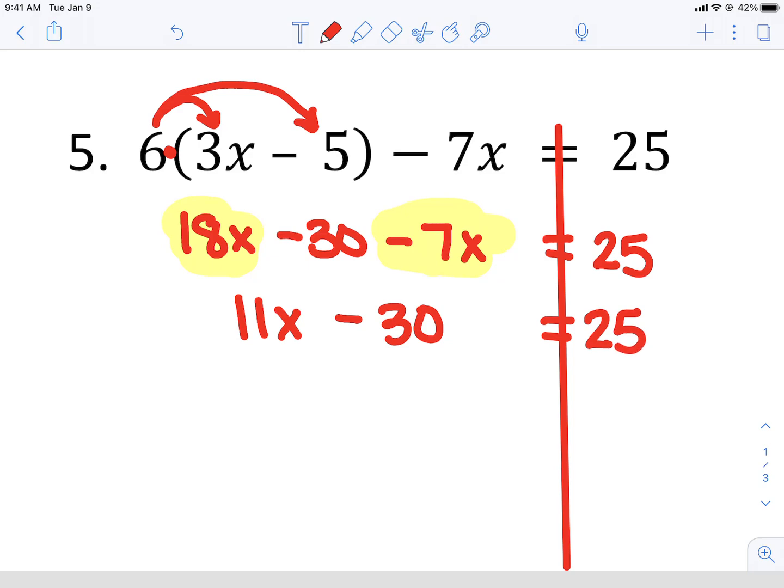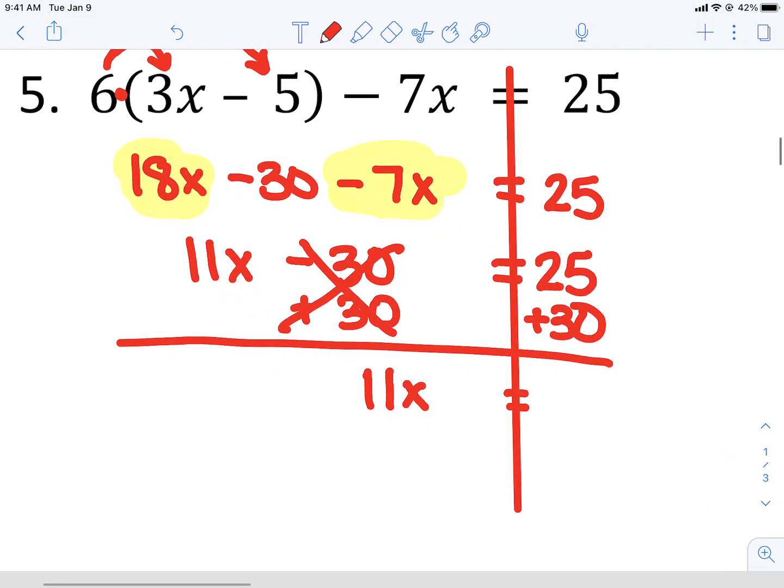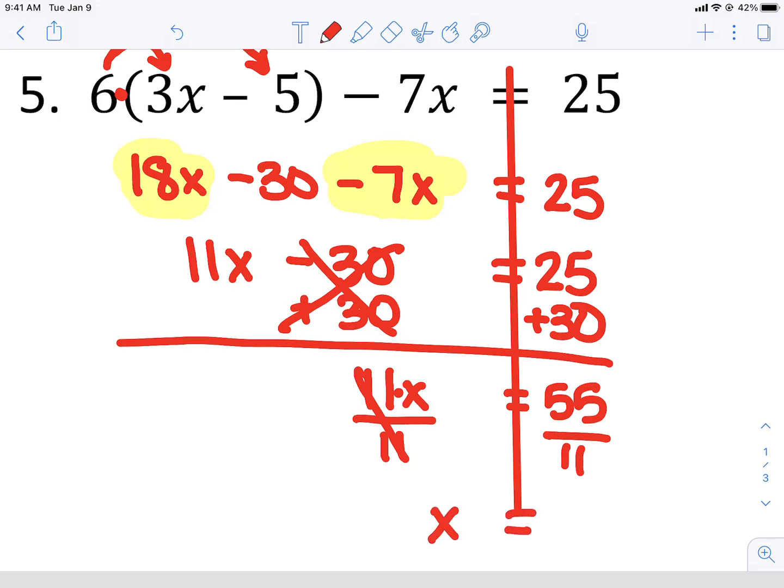From here, I want to move the 30 to the other side, so I do the opposite. So I add 30. So negative 30 plus 30 zeroes out. I'm left with 11x is equal to 25 plus 30. That gives me 55. The 11 and the x are being multiplied. Opposite of multiplication is division, so I'm going to divide both sides by 11. 11x divided by 11 makes a 1x, and 55 divided by 11 is 5.